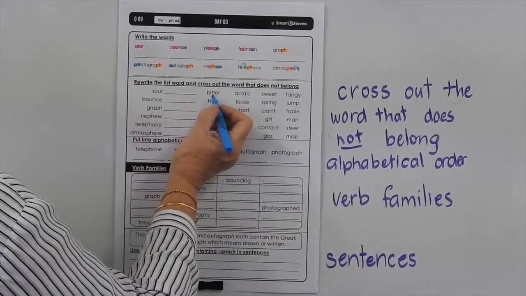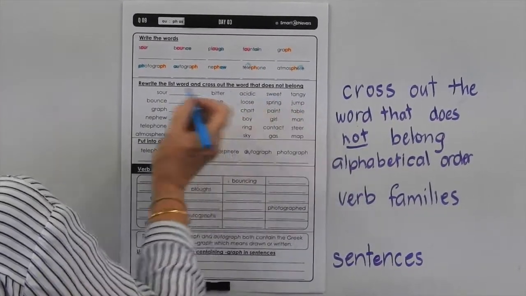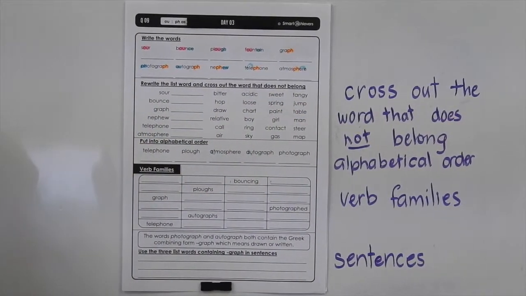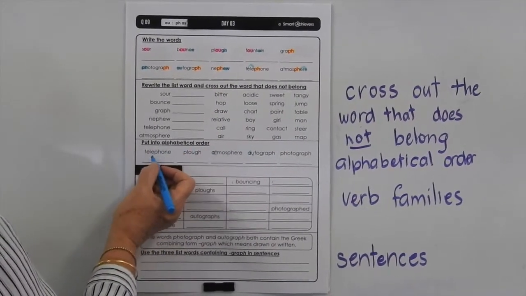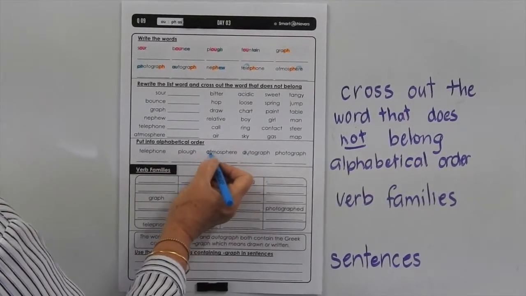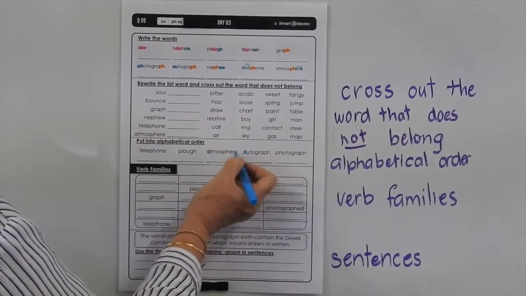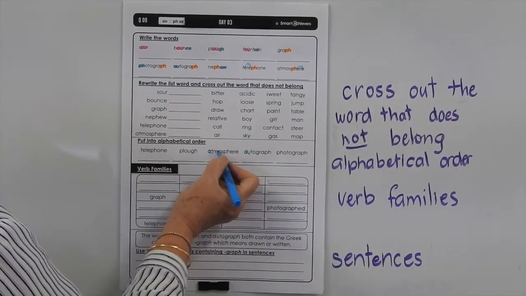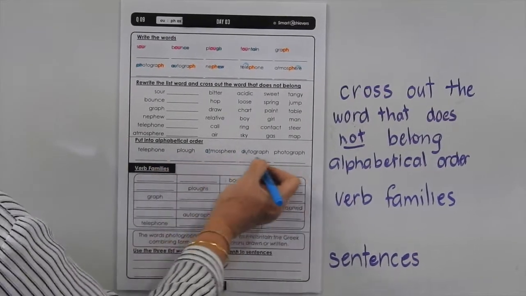So if you look at sour, we've got bitter, acidic, sweet and tangy. Of course, sweet is the one that wouldn't belong there, the one that you must cross out. Now, alphabetical order, you've done this before. If you go through the alphabet A, now we've got two words starting with A, so therefore you must look at the next letter. So which comes first in the alphabet, the T or the U, and that will determine which of these words comes first in your order.